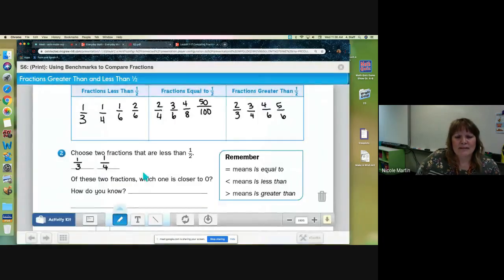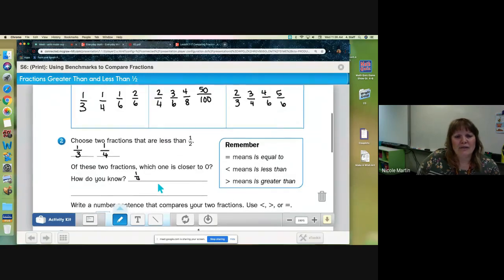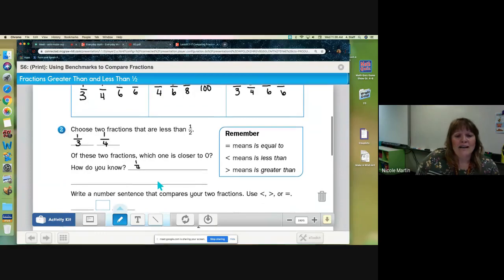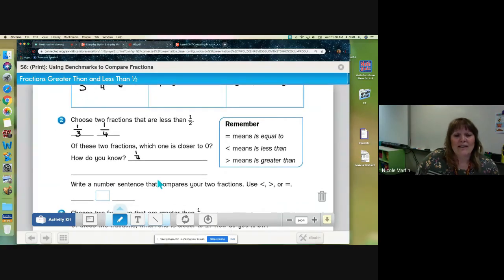Hopefully you said, well, Mrs. Martin, the 1/4 is closer. Okay, how do you know? Well, we looked at the poster. Also, you can know that 1/4 is smaller because the denominator is bigger. It's like the opposite because there's more pieces to share. If you have a cookie in fourths and a cookie in thirds and they're the same size, you're going to want the third because it's going to be bigger than the fourth.